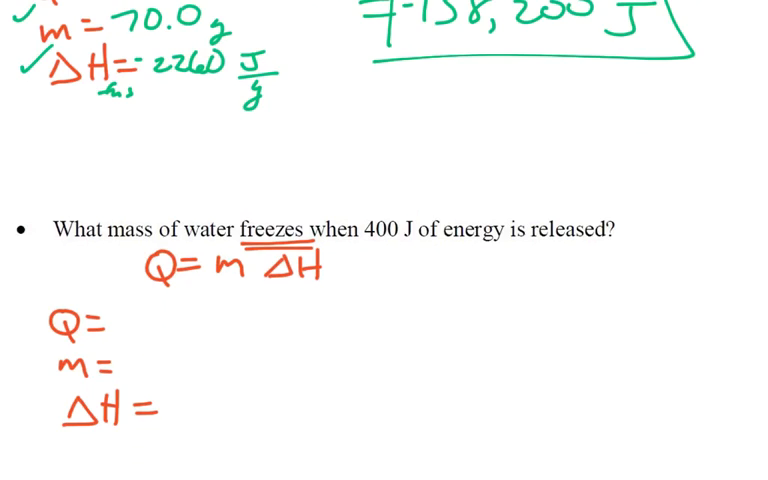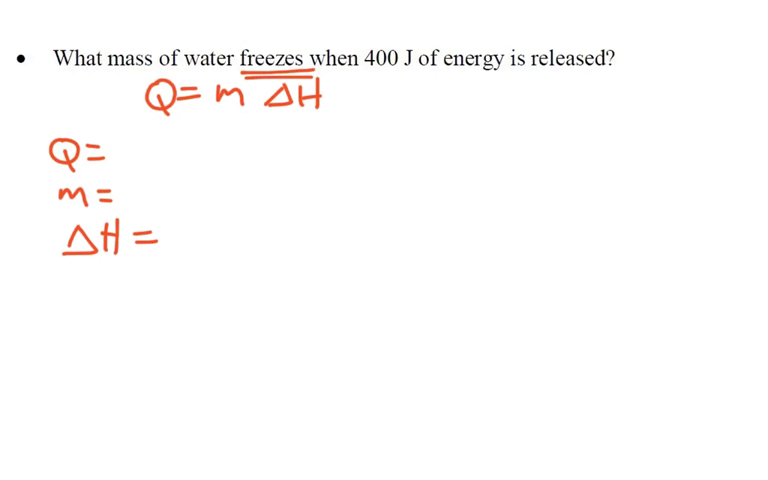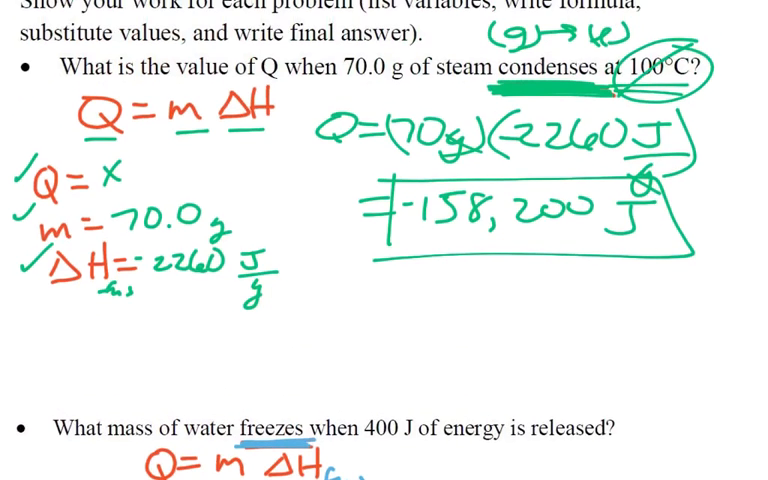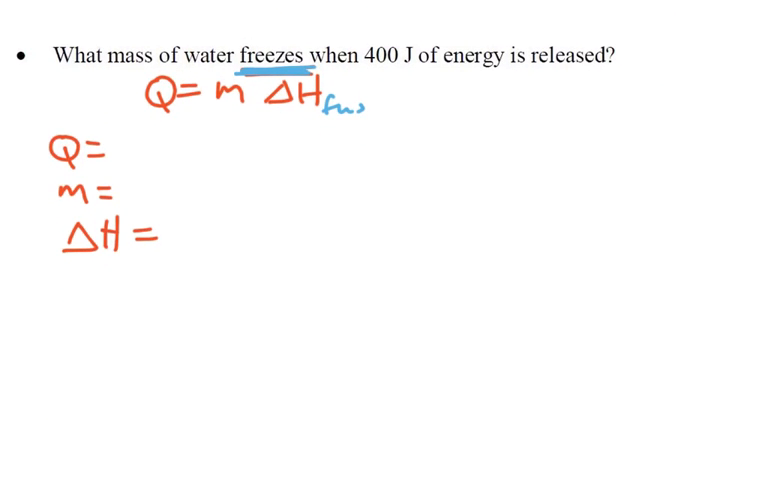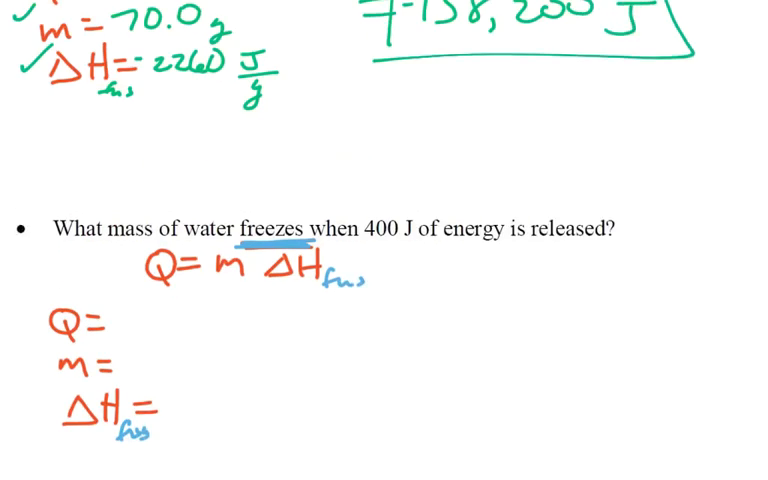The other problem: what mass of water freezes when 400 joules of energy is released? Let's get ourselves a new color. We're talking about freezing. Freezing is solid and liquid, so we're talking about the heat of fusion. Let's go back here. This was condensing, so that was the heat of vaporization. This is the heat of fusion. So the delta H we're talking about here is delta H of fusion.